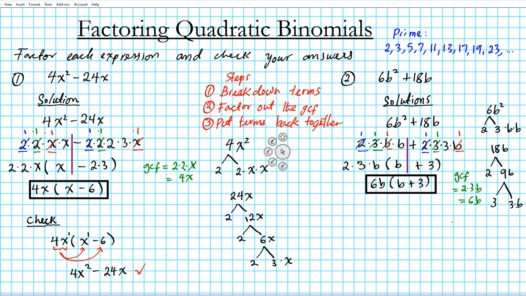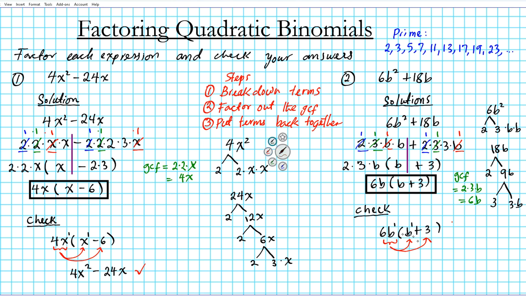Now we're going to go ahead and check our work by doing the reverse of factorization, which is to expand. So we have 6b times b plus 3, and then we just distribute. We're going to take 6b and multiply it across both terms, this term right here and this term right here. Don't forget the power is 1.